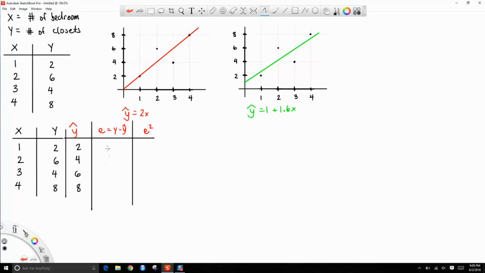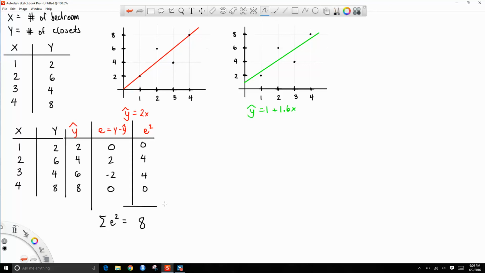And then the difference here is, there's no difference there. We have a difference of 2, a difference of -2, and a difference of 0. So our residual squared would be 0, 4, 4, and 0. So our sum of squared residuals would be, we add these up and we get a value of 8.